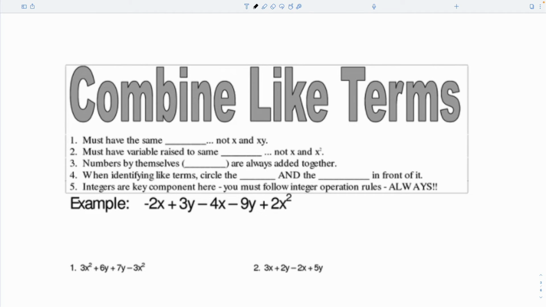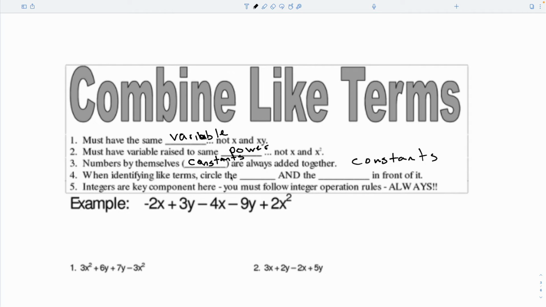Here's our process for combining like terms. We are going to make sure that they have the same exact variable. Like we couldn't combine that 4x with a 2x squared. It can't be x and xy, those are completely different. They must have variables raised to the same exact power. Numbers by themselves, or constants, are always added together. If you want to write that over here, you can move it over and draw an arrow.